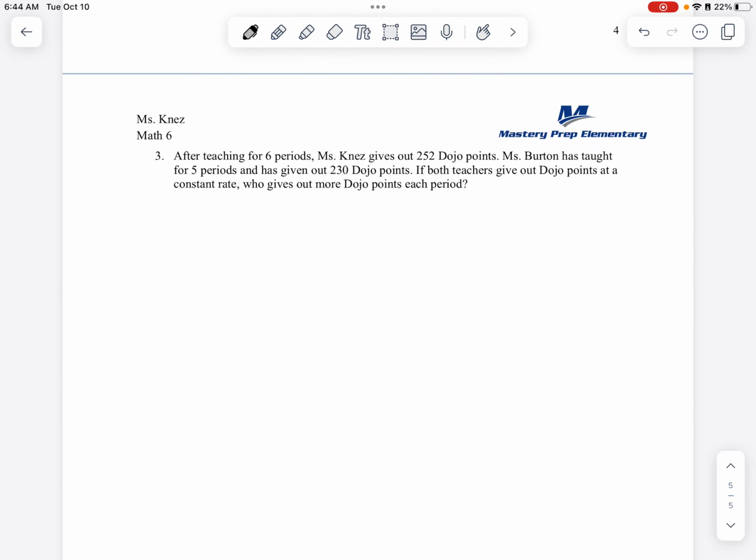Finally, in question 3, you've got a dojo point question. It says, after teaching for 6 periods, Ms. Knez gives out 252 dojo points. Ms. Burton has taught for 5 periods and has given out 230 dojo points. If both teachers give out dojo points at a constant rate, who gives out more dojo points each period? So you're going to need a rate here, both for Ms. Knez and for Ms. Burton.